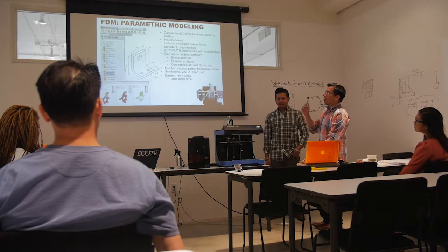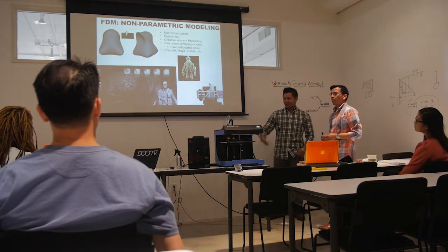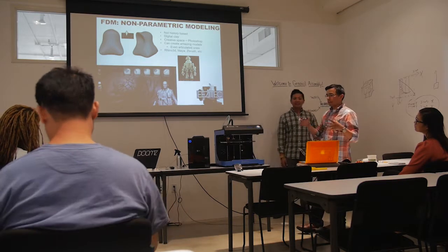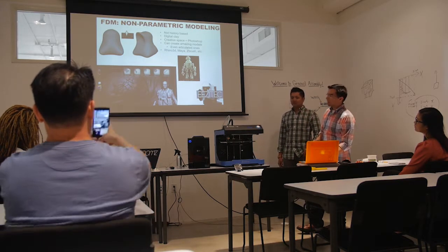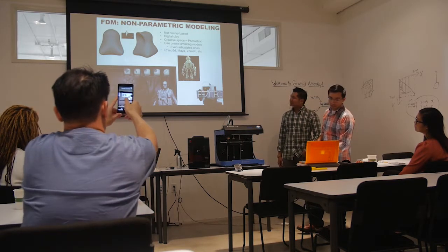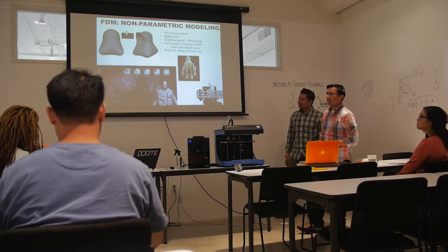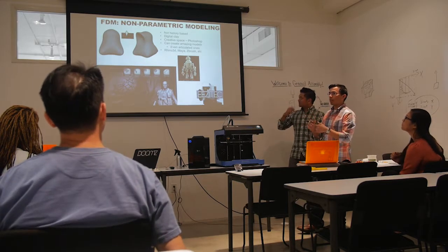So this is parametric. For non-parametric, what you'd probably be more interested in is ZBrush. There's no history in here. You can think of it as a ball of clay, right? Hey, I want to put my thumb on this ball of clay and create this indentation, right? And then that's basically what this was. You can create an indentation on something, or take pieces out, or melt the clay however you'd like.